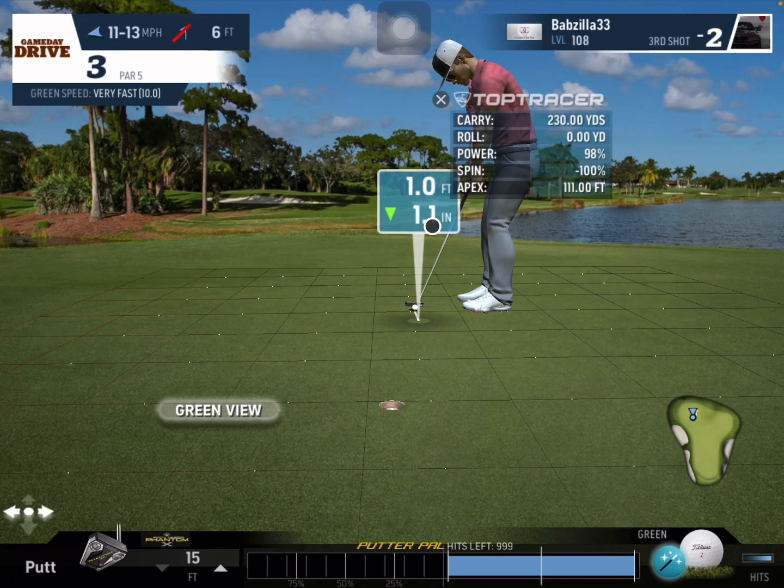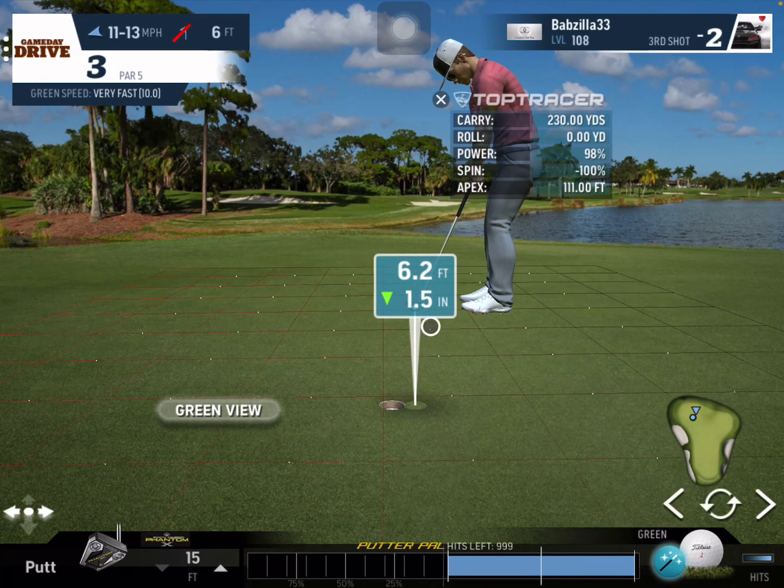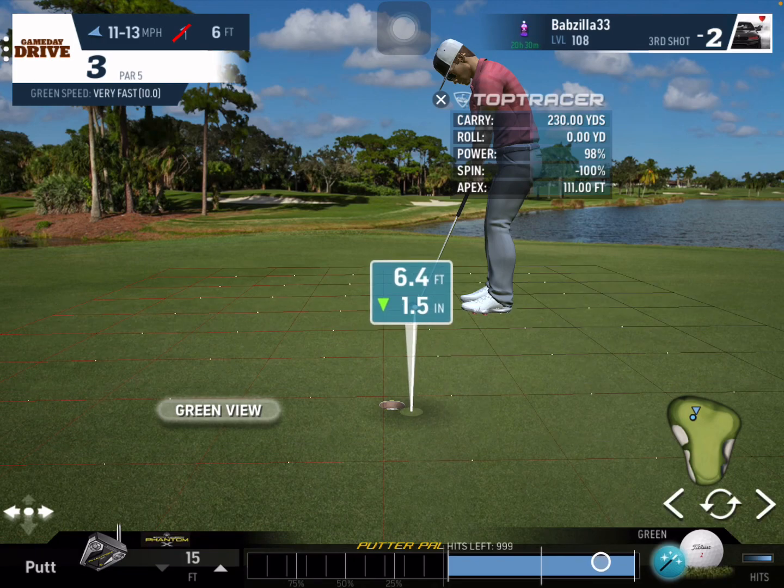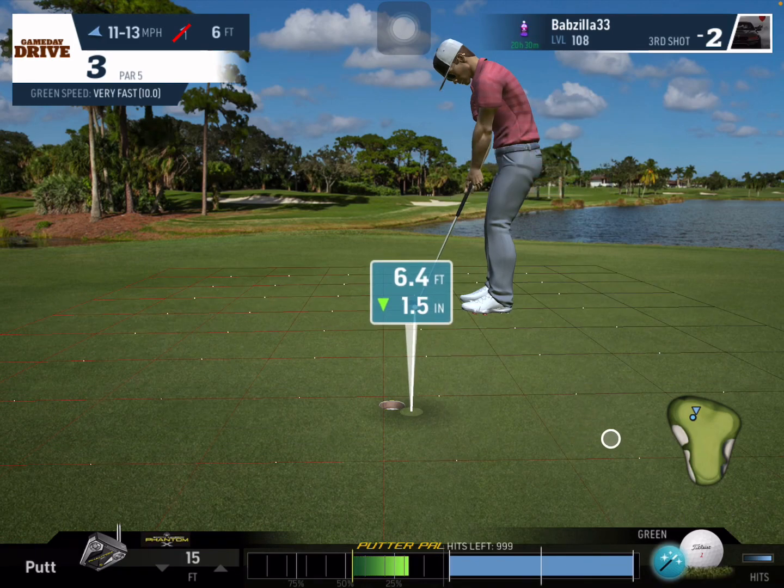So this is kind of just a ram putt. I'm just going to pick my line and basically push it through the dots, so to speak.